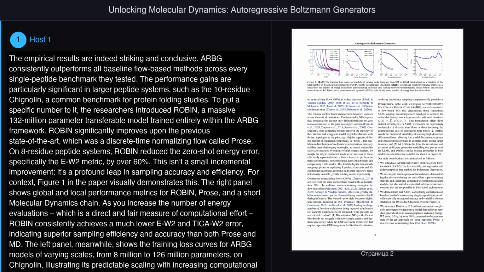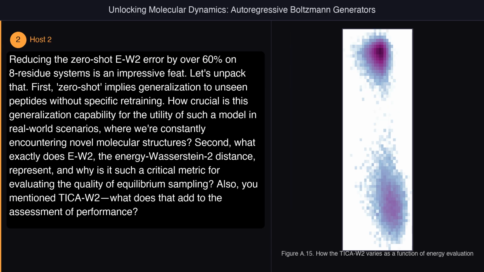The left panel, meanwhile, shows the training loss curves for ARBG models of varying scales, from 8 million to 126 million parameters, on chignolin, illustrating its predictable scaling with increasing computational operations, much like LLMs. Reducing the zero-shot EW2 error by over 60% on 8 residue systems is an impressive feat.